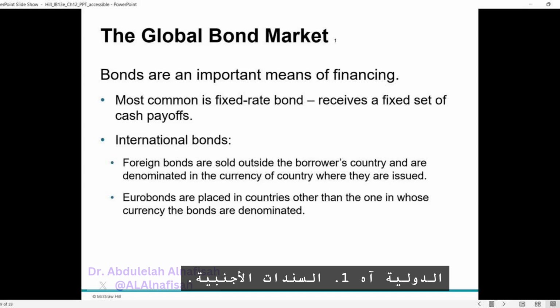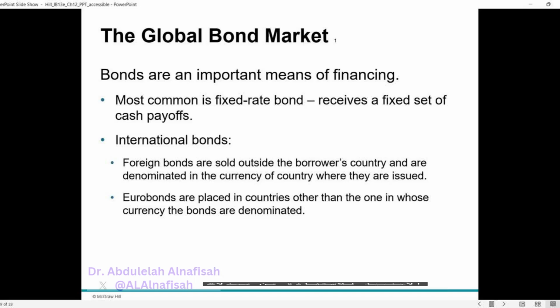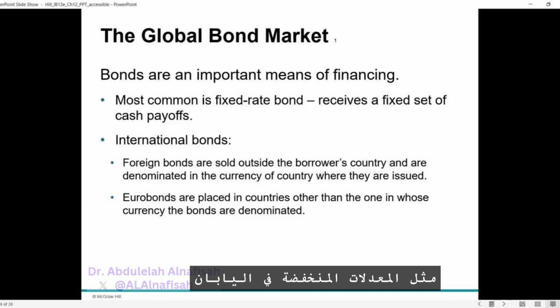Foreign bonds. These are issued outside the borrower's home country and denominated in the currency of the country where they are issued. For example, Yankee bonds are foreign bonds sold in the U.S., samurai bonds in Japan, and bulldogs in the U.K. Companies often issue foreign bonds to benefit from favorable interest rates, such as Japan's low rates in the late 1990s and early 2000s.